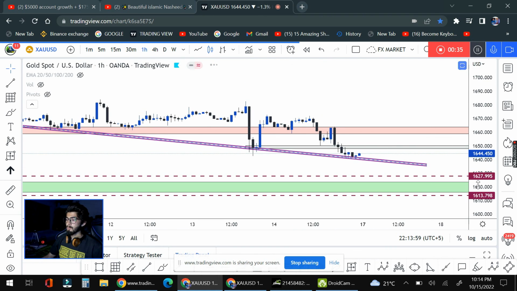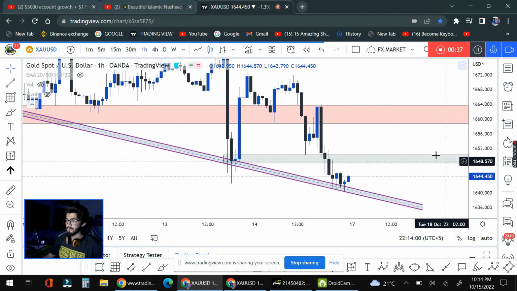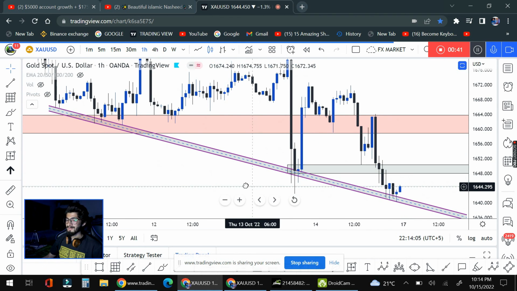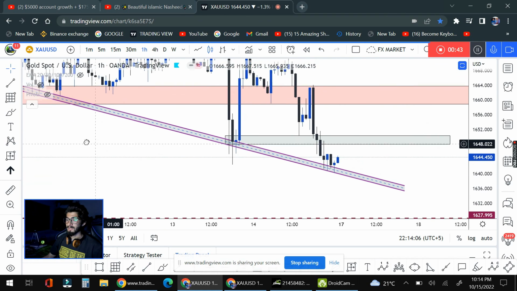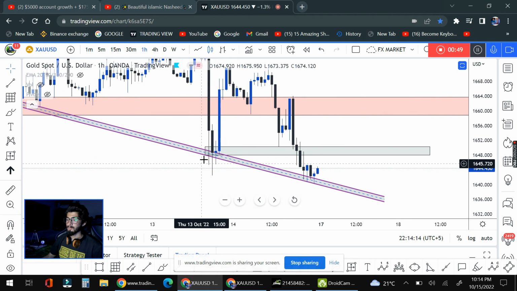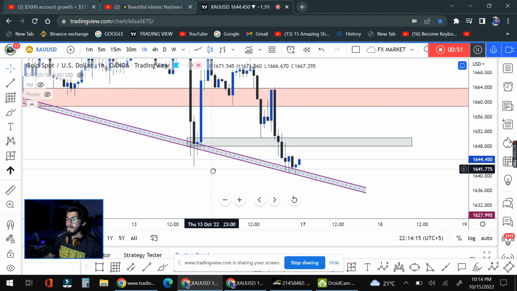So if we go to the 1 hour time frame, we have a clear market structure. You can see that we have a clear downtrend trend line support area. Price tested multiple times here and rejected from here. On 13th of October, price was also rejected from the support of this trend line.